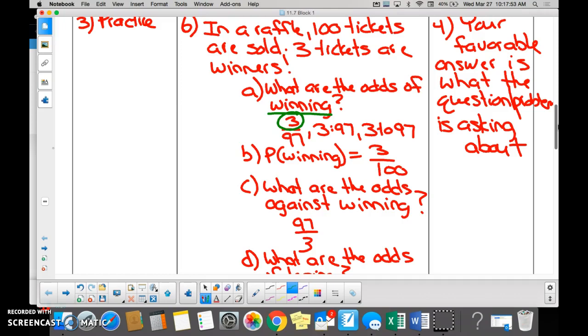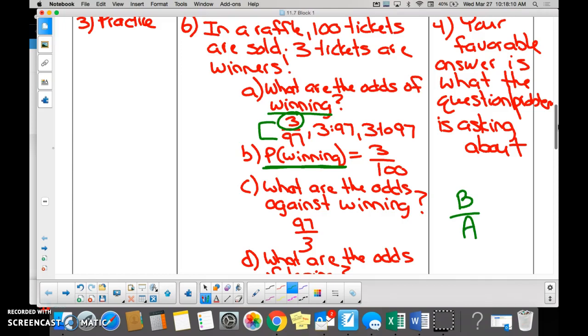Yes. Okay. The probability of winning, so we switched over to probability, would be 3 over 100, because what are these two numbers added together? 100. So that's the number of possibilities. Okay, what are the odds against winning? Remember, odds against now are B over A, right?